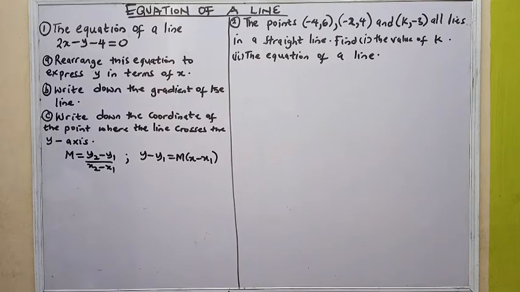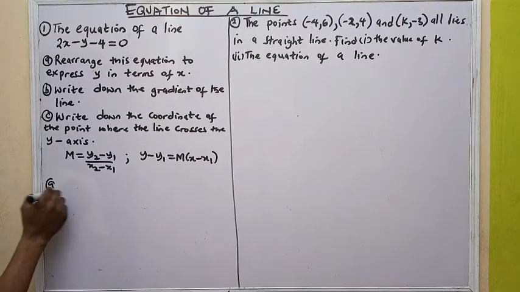Now in this problem, the question says that the equation of a line is 2x minus y minus 4 equals 0. Now rearrange this equation to express y in terms of x. The next one says write down the gradient of the line. Now write down the coordinates of the point where the line crosses the y-axis.